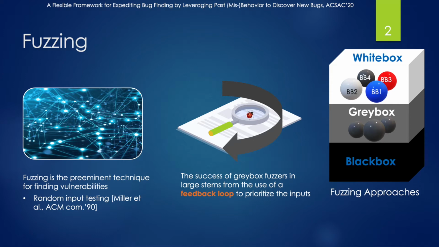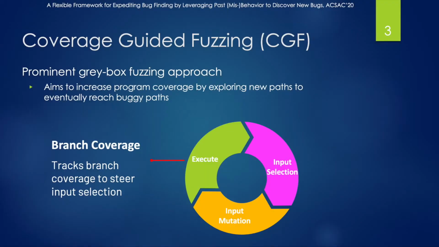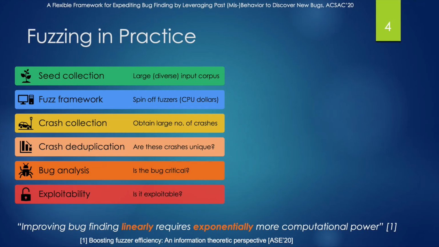The success of gray box fuzzers largely stems from the fact that they use feedback mechanism to prioritize the inputs. Of all the fuzzing approaches, coverage-guided fuzzing has been the most prominent approach. It aims to increase the program coverage to eventually reach the buggy path. Typically, it tracks branch coverage to select interesting inputs to mutate further during fuzzing process.